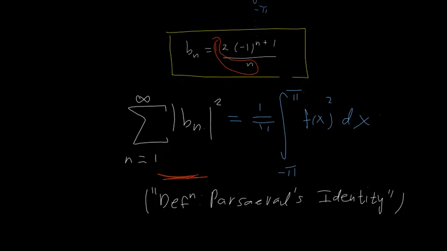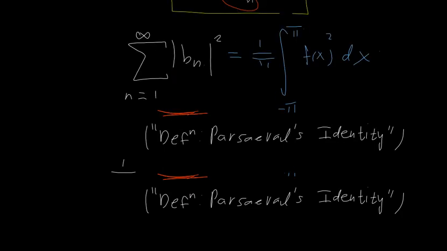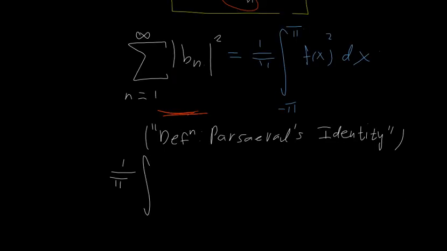Okay, it's Parseval's identity. Now for the computation. Let me show you how we calculate this very easily. With Parseval's identity on the left-hand side, you'll notice that if I take my 1 over pi and integrate from minus pi to pi of x squared, it's x squared because f of x was x. F of x squared would be x squared.